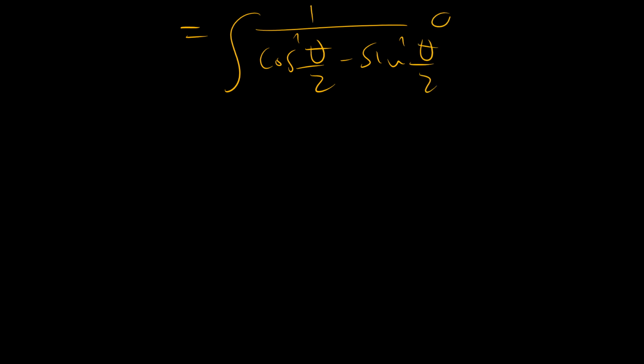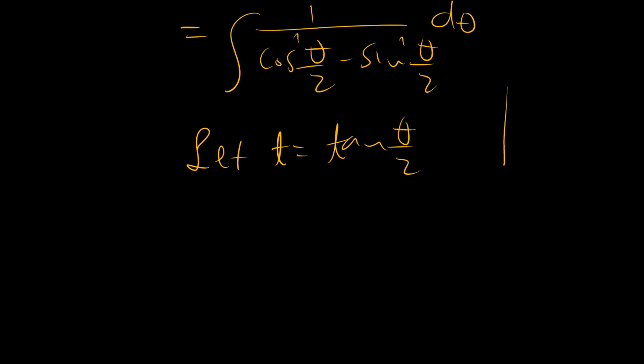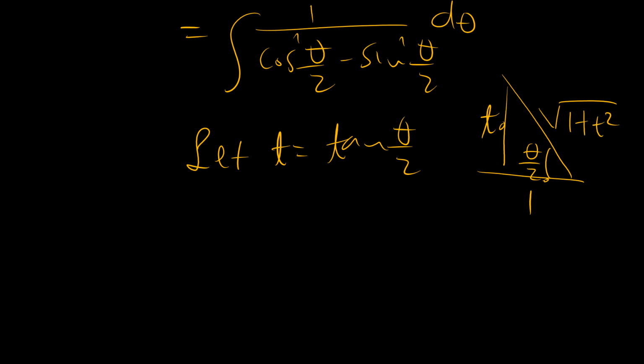And when faced with such a problem, the best substitution is by letting t be equal to tangent of theta over 2. So if we have theta over 2, what we have here is t is the opposite, the adjacent is 1, and the hypotenuse becomes the square root of 1 plus t squared. The tangent of the base angle is the same as opposite over the adjacent.